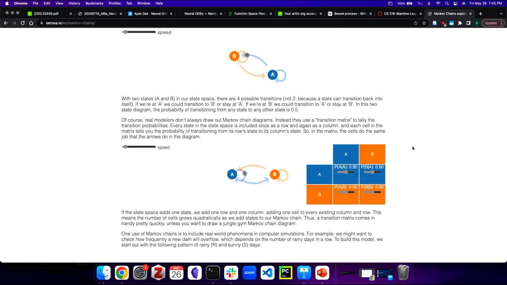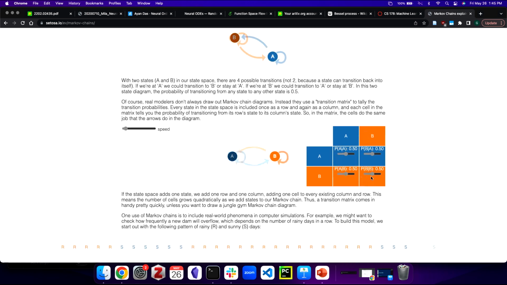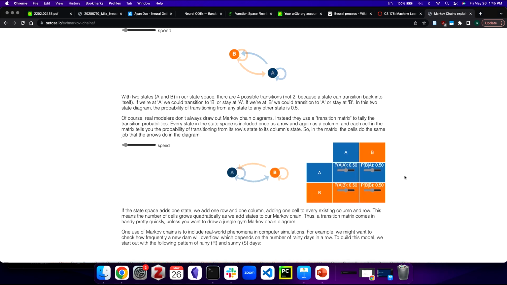Down here, we've got the same sort of state structure. So there's a probability of going from A to B, vice versa, and staying in the same state. But we can play around with these transition probabilities. Again, these transition probabilities tell us how likely it is to go between particular states. So maybe I want to say, okay, if I'm in state A, I want to make it very likely that I stay in state A.